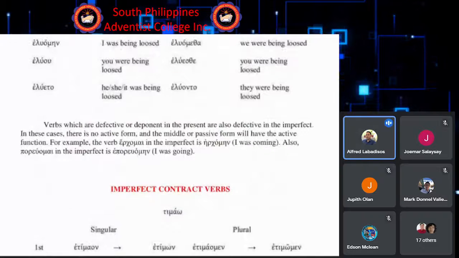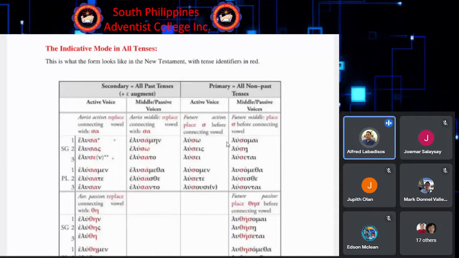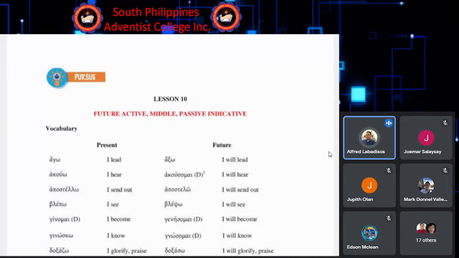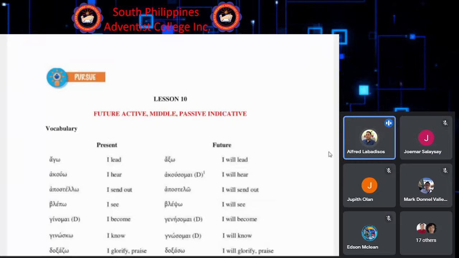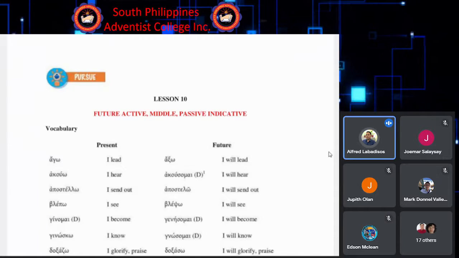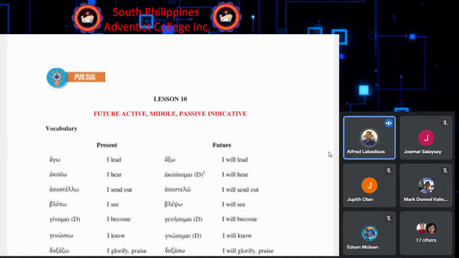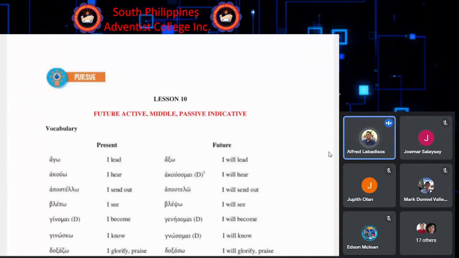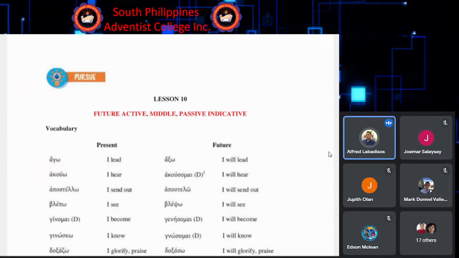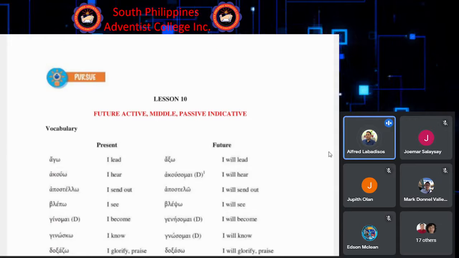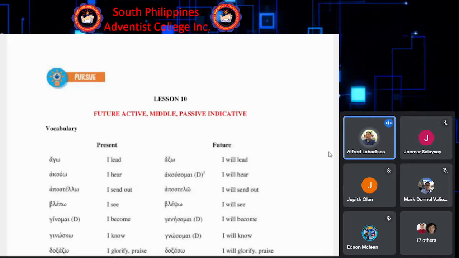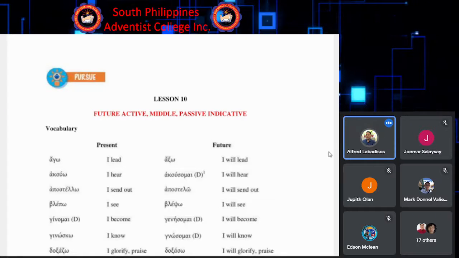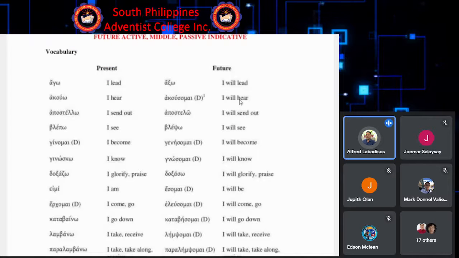Now, let's move to another tense, which is the future. When we say future, of course, it's an action that will take place in the future. It's not yet happening. So we have the present, we have the imperfect. Imperfect tense is an action that relates to the past, while future is an action that will happen in the future.